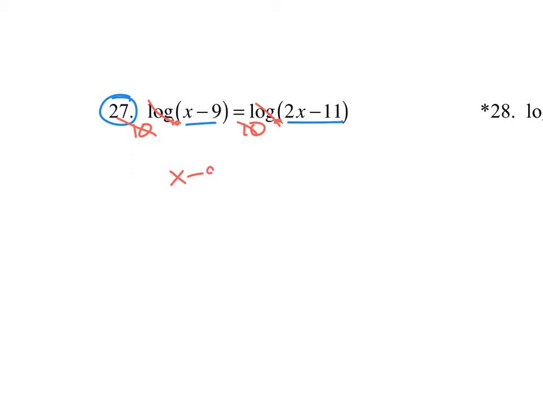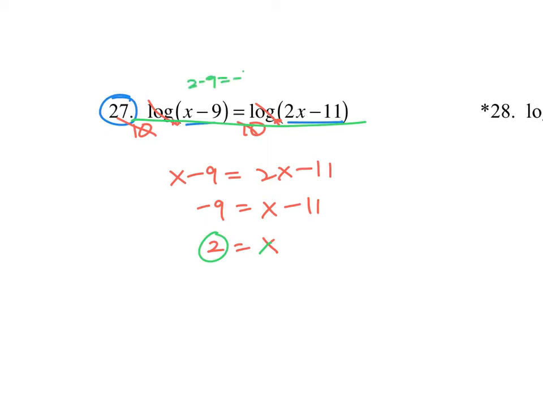So we get x minus 9 equals 2x minus 11. Subtract x on both sides, add 11 on both sides, and I get x equals 2. Again, because I have a log in the original equation, we plug it back in. So if I plug in 2, 2 minus 9 is negative. It's non-positive, therefore that does not work, and your final answer is no solution.